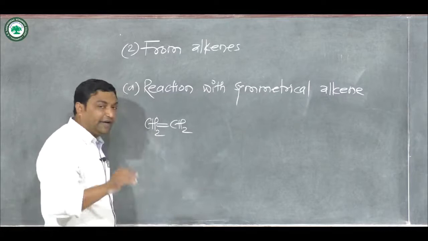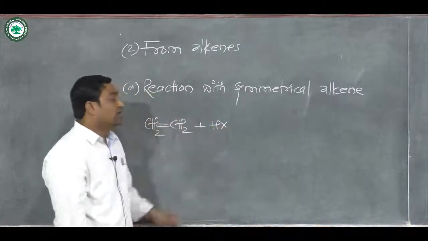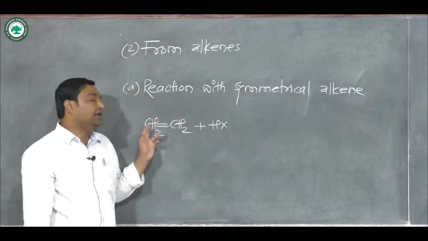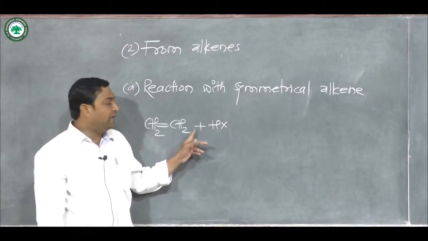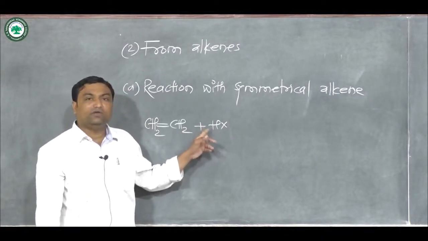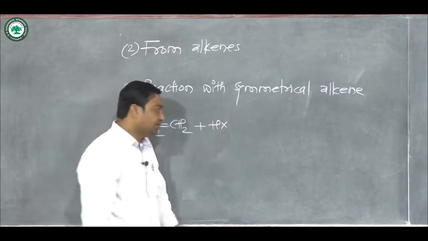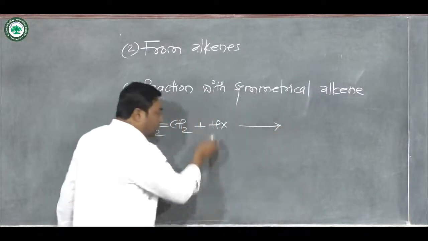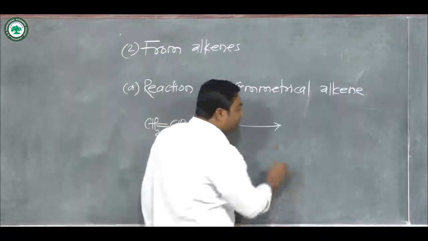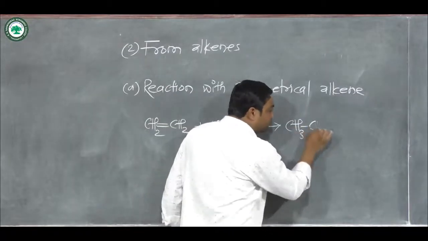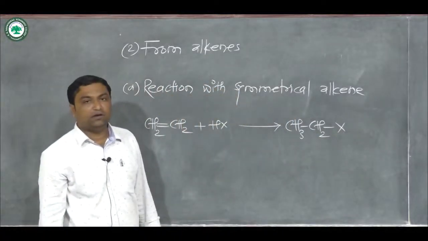When it is treated with HX, the hydrogen atom goes to one carbon atom and the halogen atom goes to the other carbon atom. That's why it is also called an addition reaction, or addition of HX. When this halo acid is treated with this alkene, we will obtain this alkyl halide as a product.